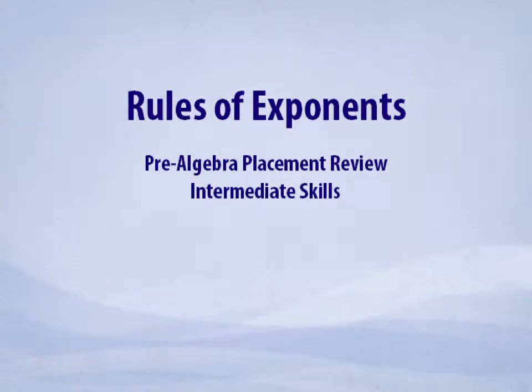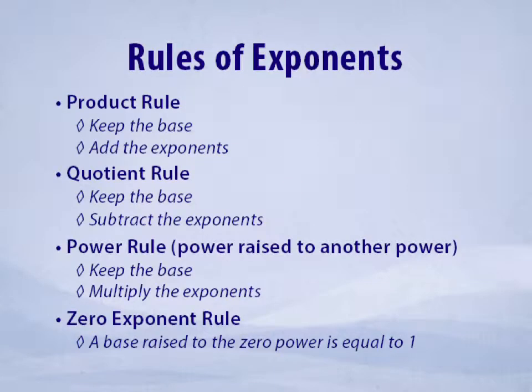Today we will talk about rules of exponents. The first rule of exponents is the product rule. With this rule, we'll keep the base and add the exponents. We have the quotient rule. With the quotient rule, we will keep the base and subtract the exponents.